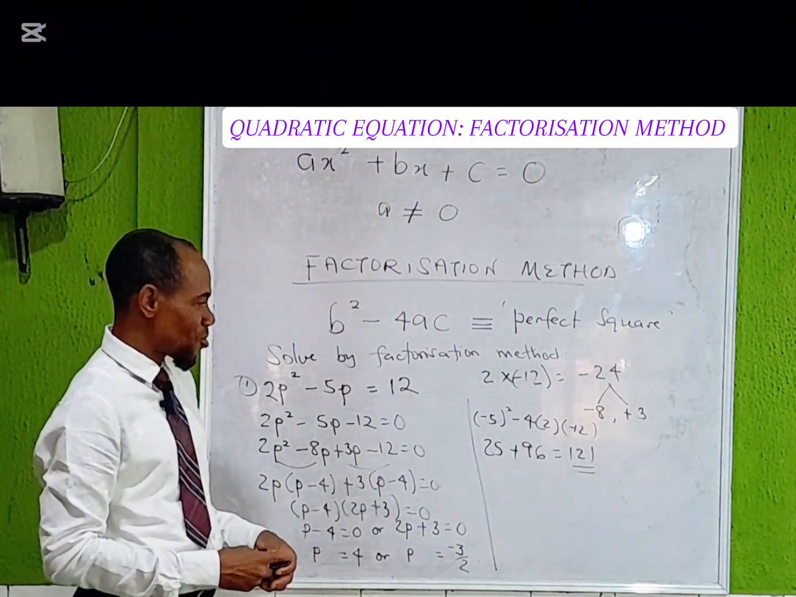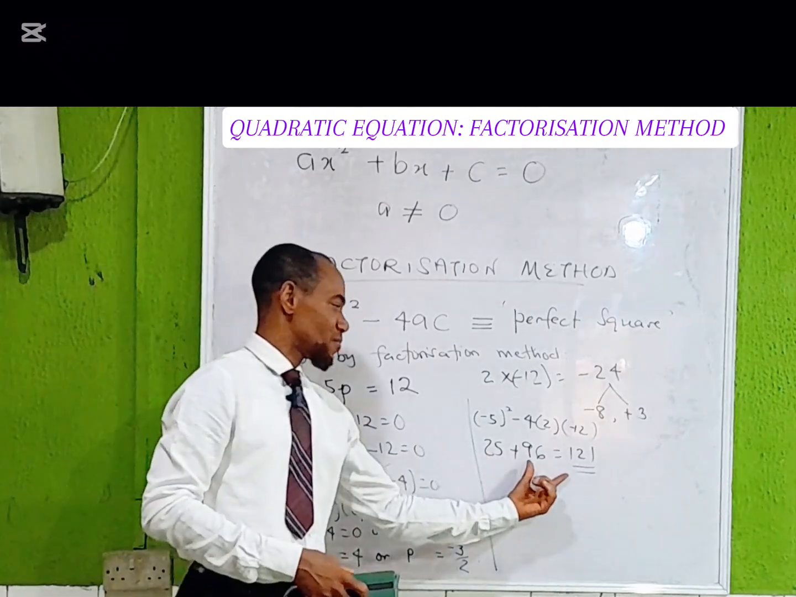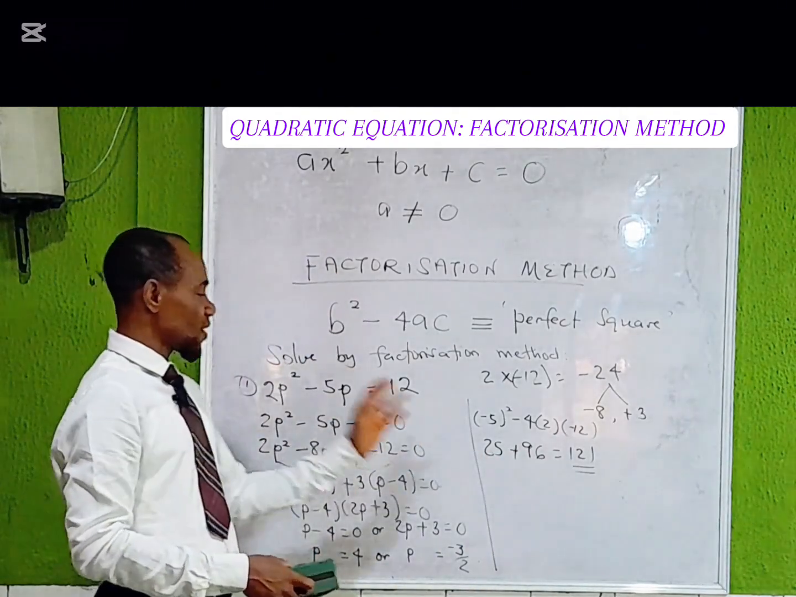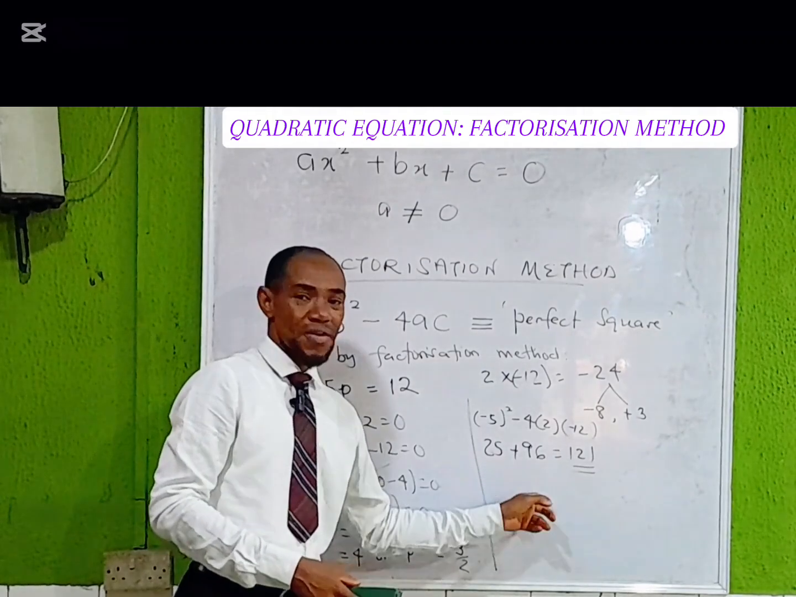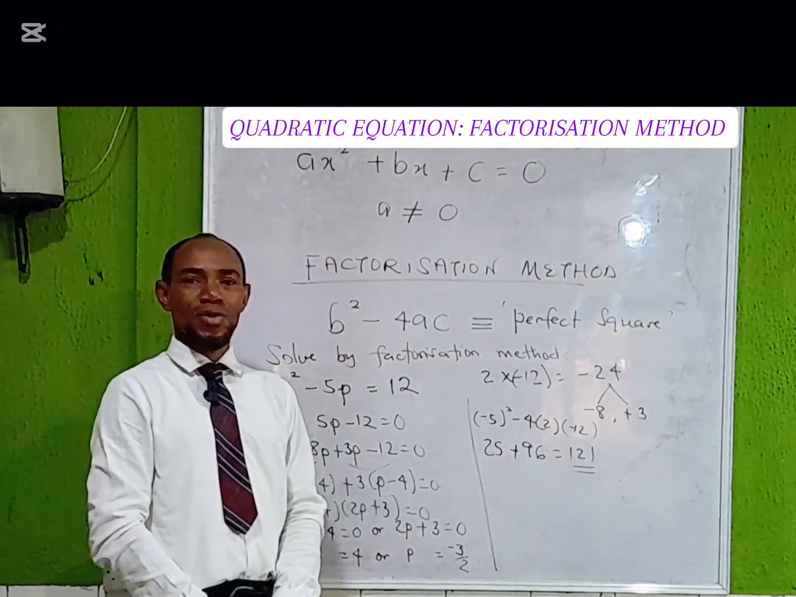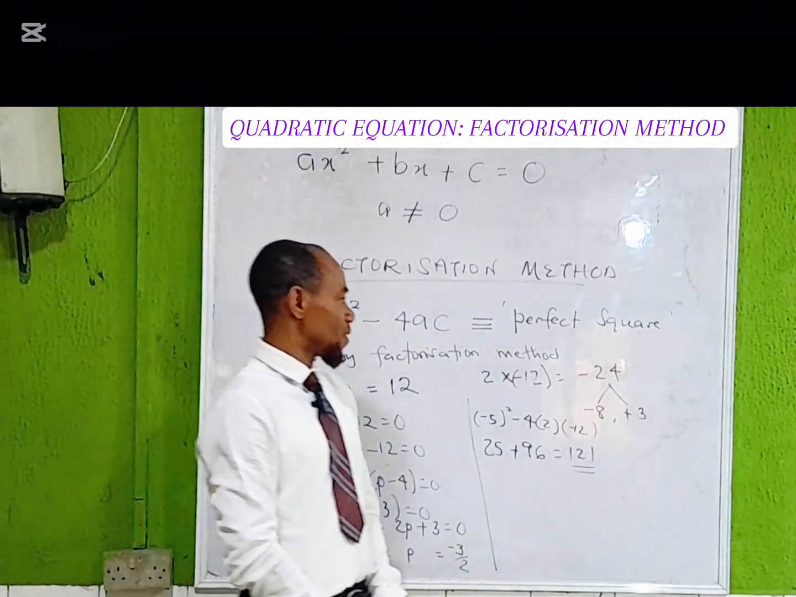So that's an afterthought. Ideally, you're meant to have tested this before delving into the question. Once you test this and you get a perfect square here, definitely the question is factorizable and you are free to go ahead and factorize.